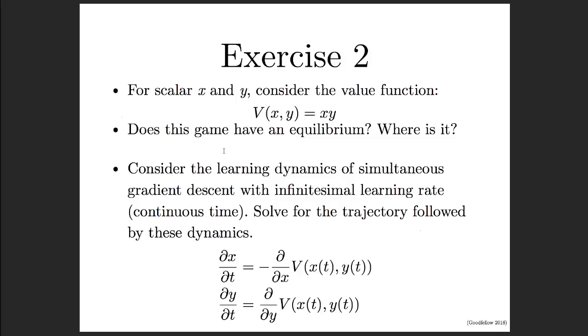For this game, we have a scalar variable x and a scalar variable y, and we have a value function x times y. And basically, the one player controls x and would like to minimize this value function. The other player controls y and would like to maximize it. And the exercise is to figure out if this value function has an equilibrium anywhere. If so, where is that equilibrium? And then to look at the dynamics of gradient descent and analyze gradient descent as a continuous time process and just determine what the trajectory that gradient descent follows looks like on this particular problem. And I can take a few more questions while people work on this one.